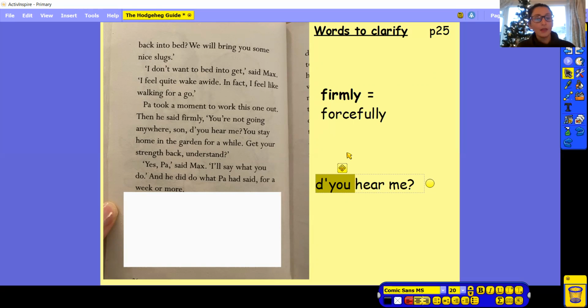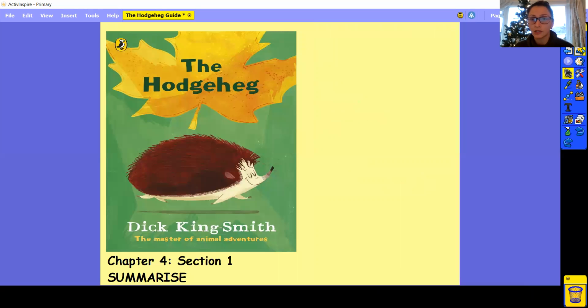So again, I would like you to pause me and then you're going to read through this section and you're going to go up to here. I purposely blanked this bit out, because I don't need you to read any further than this. So have a read of this section. Brilliant. So we are now on to the summarise section.